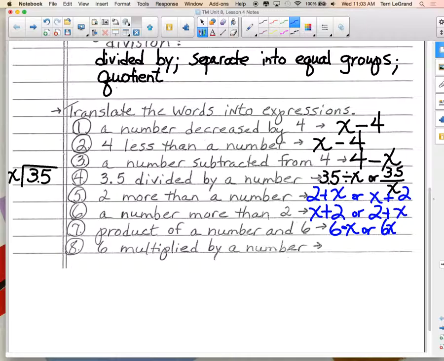Does order matter in multiplication? No. So I bet we could even do this, x times 6. Could we do that? Could we write it as x times 6 instead of 6 times x?